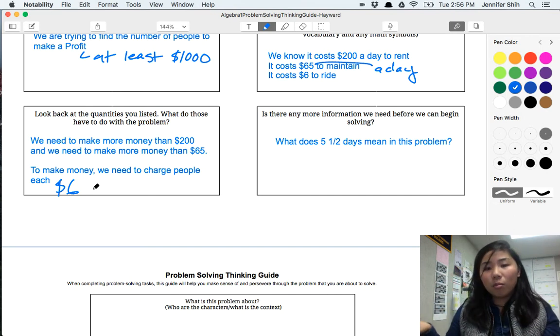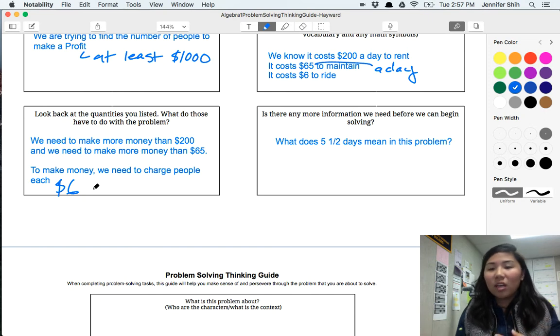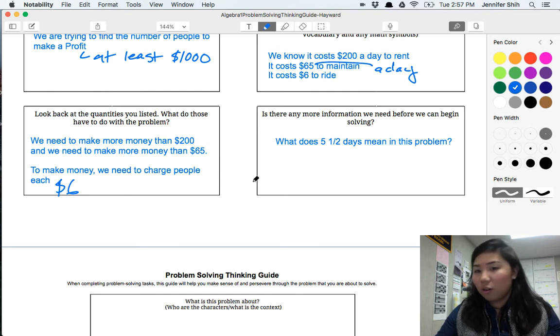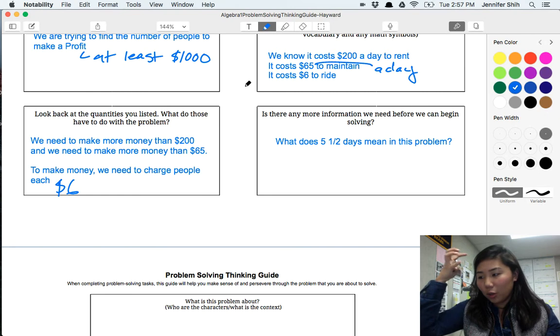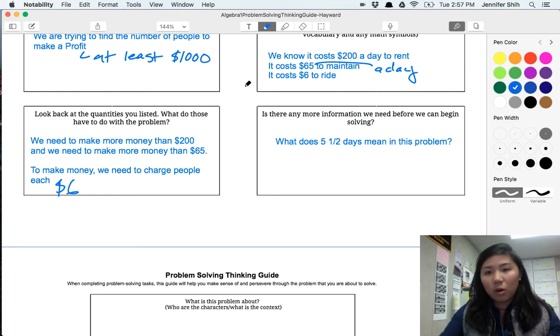In the bottom right-hand box, it says, is there any more information that we need before we begin solving? I was like, I don't know what the 5.5 days mean in this problem. So if that comes up, maybe. But these are questions like, what color is the Ferris wheel? Or how many people? Or what type of roller coaster? Is there an age restriction? Is there a height restriction? Those kinds of questions, if you are finding that you're thinking about them when you're reading these problems, document them here just to get them documented.